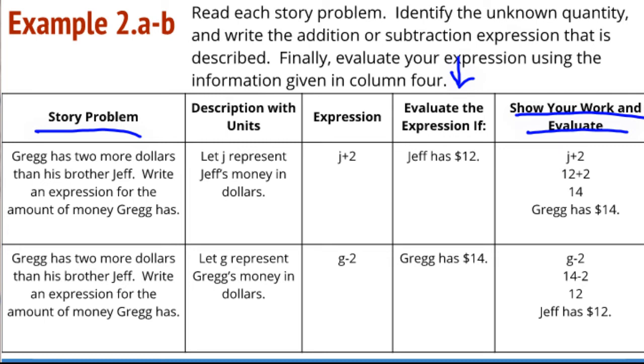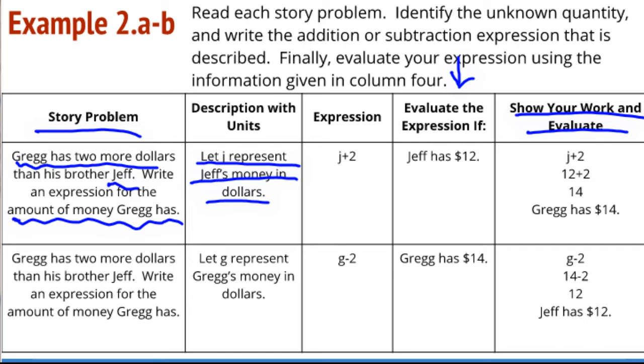All right, it says Greg has $2 more than his brother Jeff. And we are writing an expression for the amount of money that Greg has. It's important that we read these carefully and determine what we're looking for. When we look at the second example on this, you'll see what I mean. So we've got a description here. J is representing Jeff's money in dollars. Now you might be asking, well, why didn't we write an expression for Greg? Well, to find Greg's money, we start with Jeff, because it says that Greg has 2 more than Jeff.